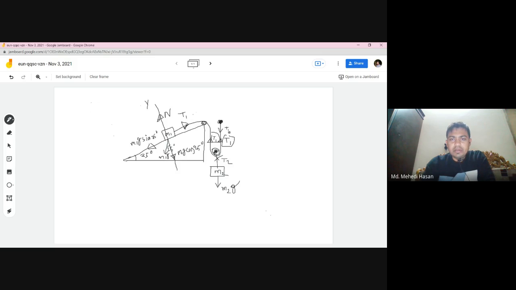So here T1, T2 are not given. If M1 is greater, then the tension will be different. M1, M2 is also a similar case. If mass increases or decreases, then tension will also increase or decrease, because this tension is mainly depending on these masses.